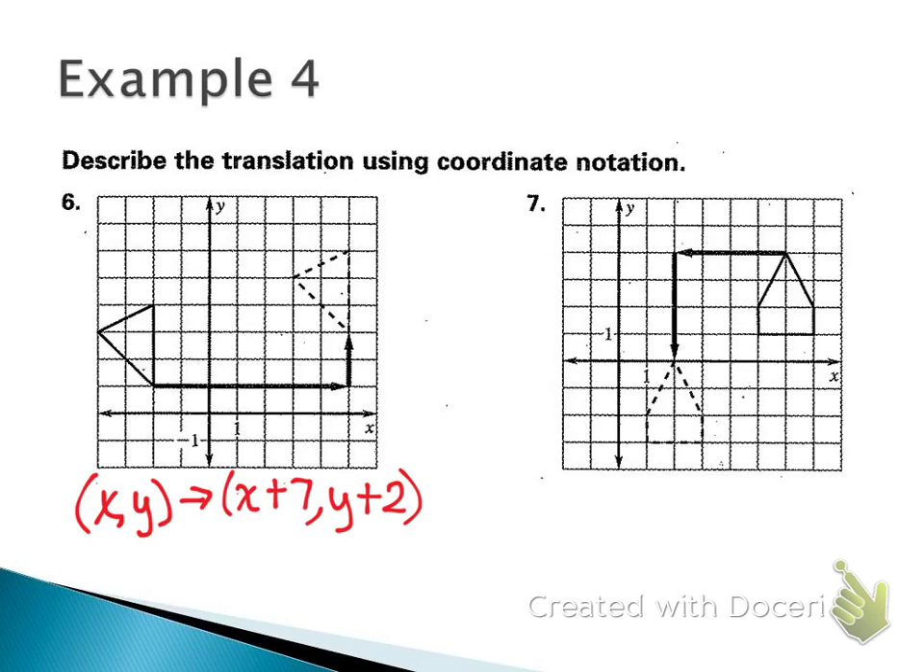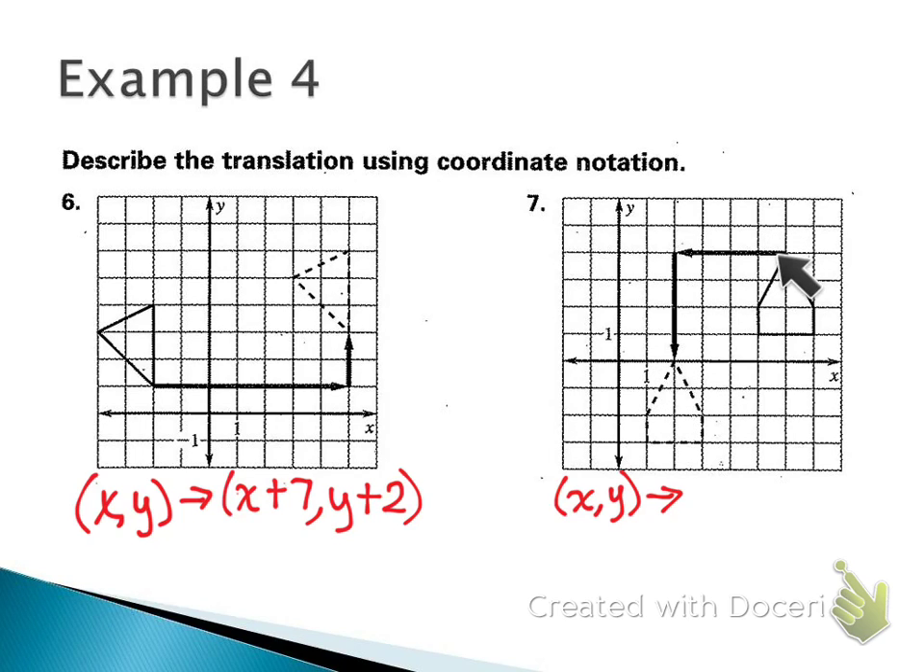All right, on number 7. Again, coordinate notation always starts the same. X comma y with an arrow. Then we have to say how it's changing. So again, we start at the solid figure. We're moving towards the dotted line figure.